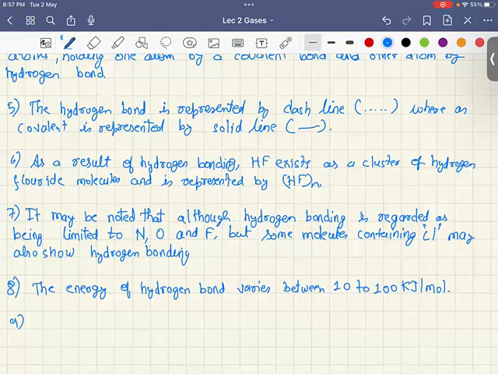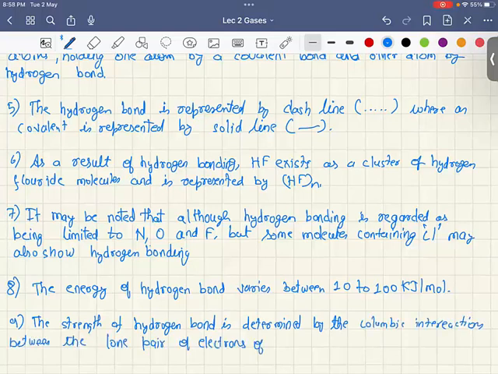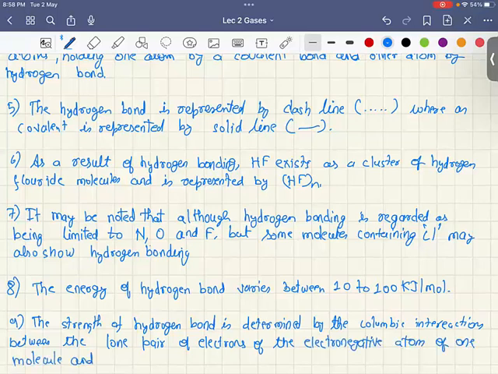The strength of a hydrogen bond is determined by the Coulombic interaction between the lone pair of electrons of the electronegative atom of one molecule and the hydrogen atom of the other molecule.